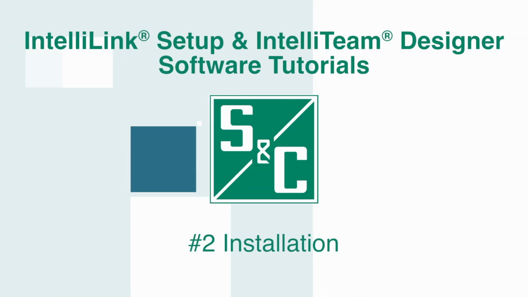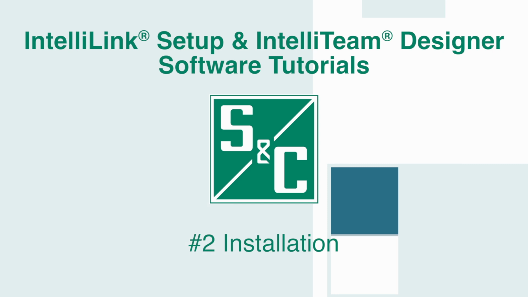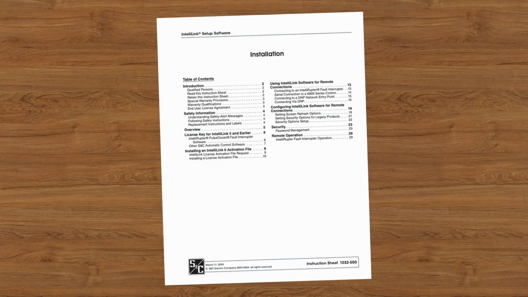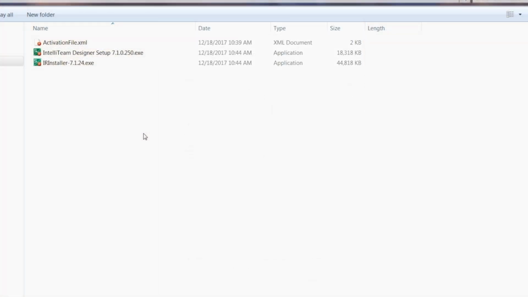In this video, you will learn how to install both the IntelliLink Setup and IntelliTeam Designer software. Before we begin installing the software, verify that you have adequate admin rights to install and run both applications. Let's get started. For this tutorial, I will use the IntelliRuptor installer, but the IntelliLink Setup software can also be installed using one of the 6800 or IntelliNode product installers.